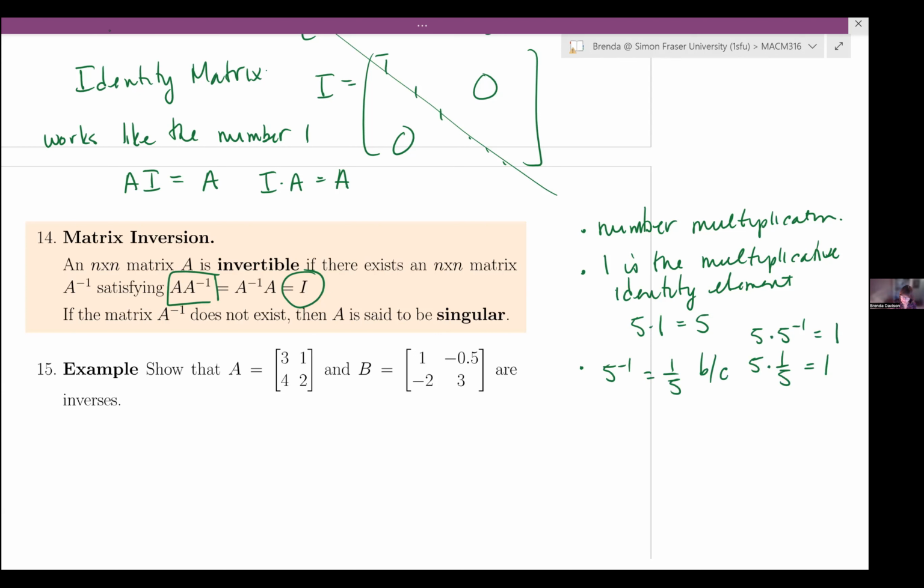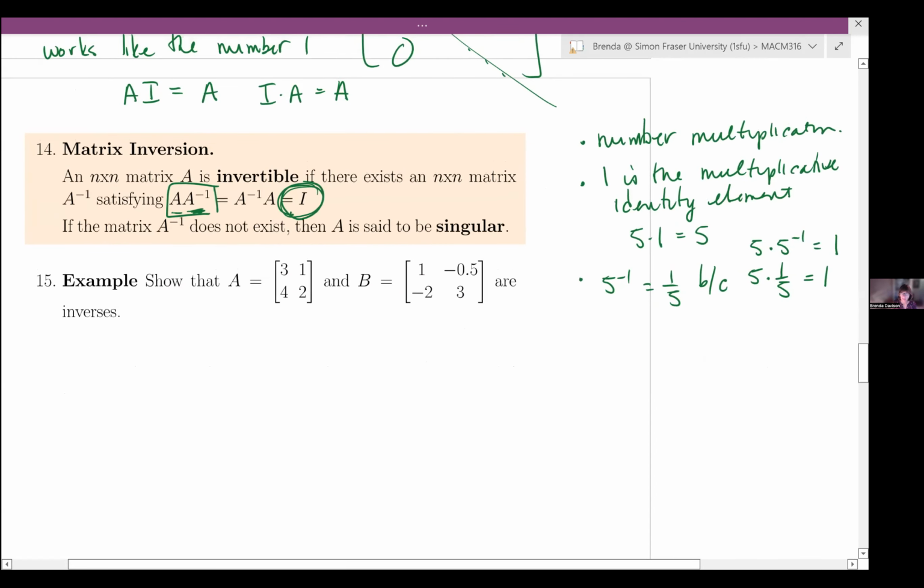Thinking of it like that, we see that this is exactly the same. If we have a matrix and multiply it by another matrix and get back the multiplicative identity element, then those two matrices are inverses of one another. We haven't yet reviewed how to find an inverse, but we can check if two matrices are inverses, because if they are, they must multiply together to give the identity matrix I.